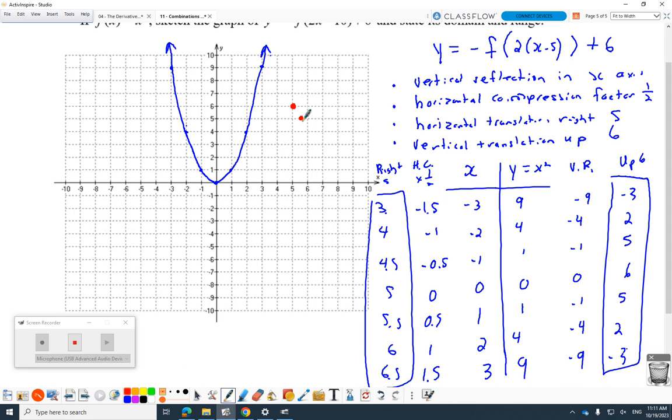Next, this point, 2, 4. Vertical reflection in the x-axis, that goes down to, oops, I'm leaving a trail of ink there on my diagram, down to 2, -4. There. Horizontal compression factor a half, here. Right 5, 1, 2, 3, 4, 5, up 6, 2, 3, 4, 5, 6. 6, 2, yes. Yeah, same either way.